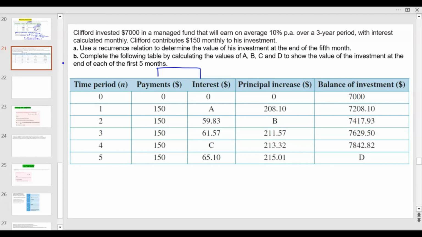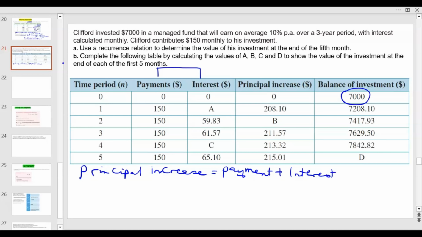Alright. Let me write down the formula first. The principal increase, this is an investment, not a principal reduction. So it's the payment you're making to the bank and the interest they're giving you. This time they are giving you the money. Before you were giving the money. So that's the difference.